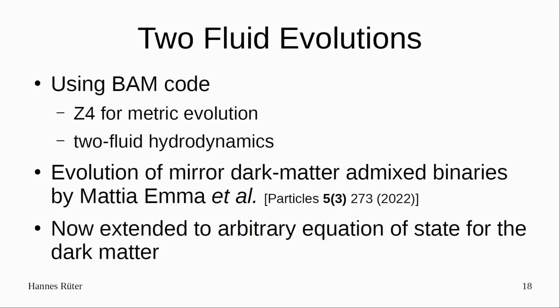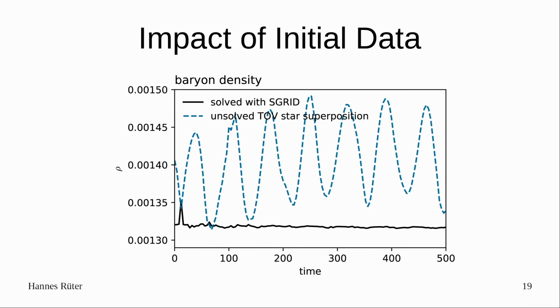Since the time is already coming close to the end, I go quickly to the evolution. For the evolutions, we use the BAM code. There we use a Z4 formulation for the metric evolution. I've implemented this 2-fluid hydrodynamics. There was already something implemented by Mattia Emmer, as Tim pointed out, for mirror dark matter, but now it's extended to arbitrary equation of state for the dark matter. And the impact of these constraint-solved configurations is actually important.